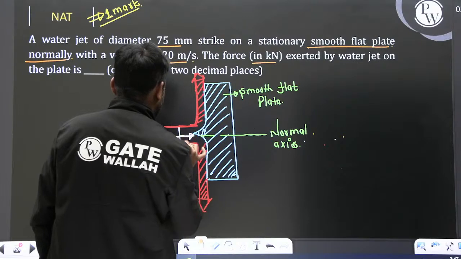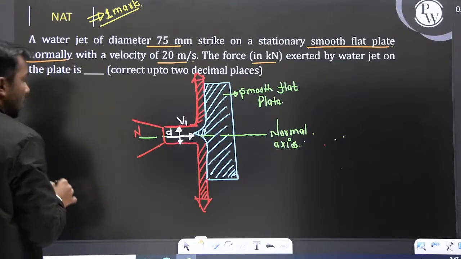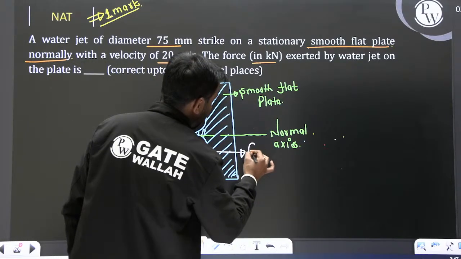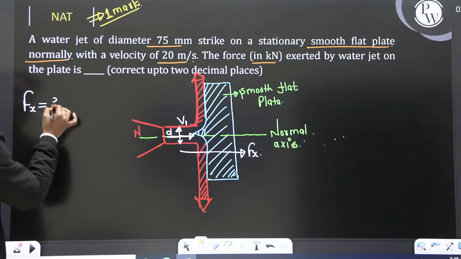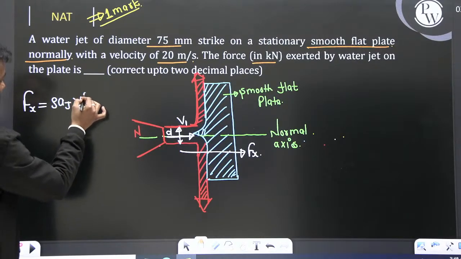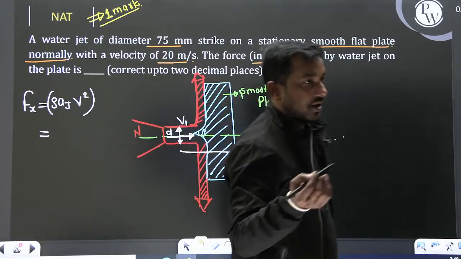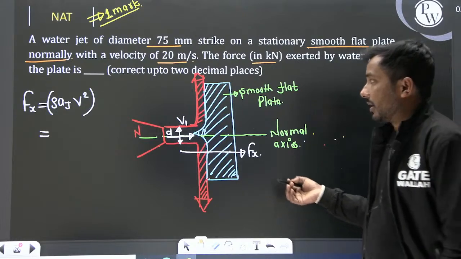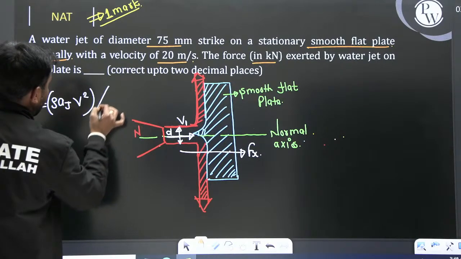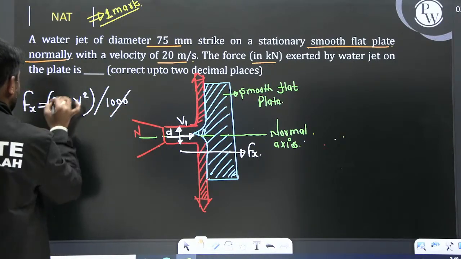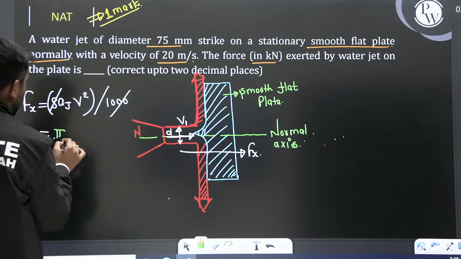So diameter is given, velocity is given, d is given, v1 or we can say v is given. So the force exerted by the water jet on the plate is Fx. So what about the Fx? Fx is rho times area of the jet times velocity squared, because the final momentum is in the direction of the jet, in the x direction. Density of water is given, and you need to calculate in kilonewton, so we are just going to divide by 1000. Let me cancel out.